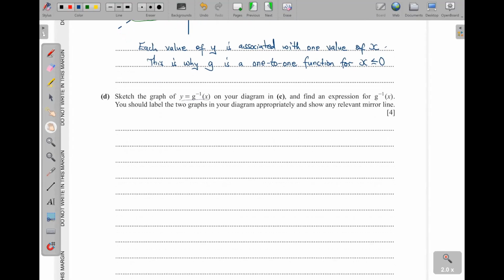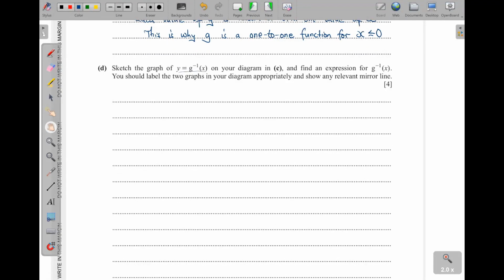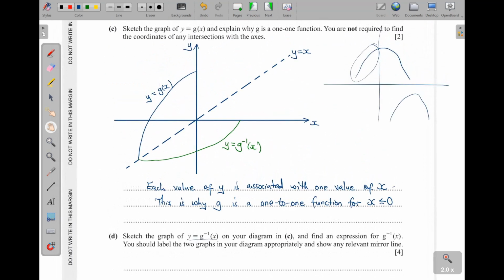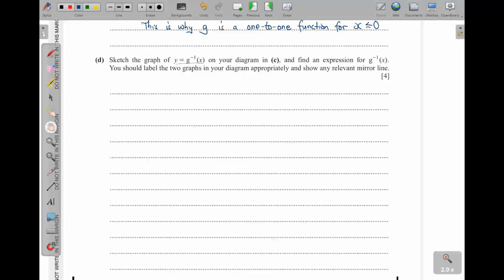Okay, now part D, we have already sketched. Then they are telling us to find an expression for the G inverse. You should label the two graphs in your diagram appropriately and show any relevant mirror line. You see the relevant mirror line, y is equal to x. Okay, that is that. Now just like I said, if you are to sketch the inverse of the function, you just reflect the function in this middle line y is equal to x.